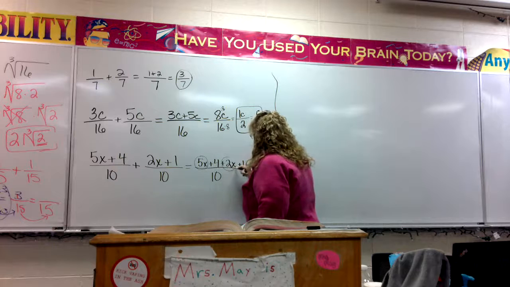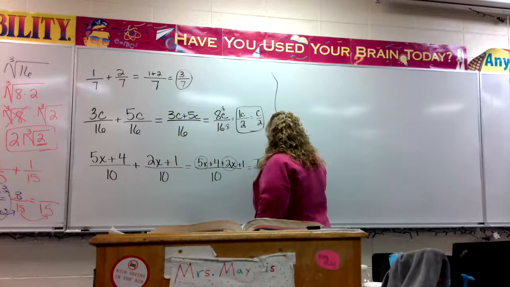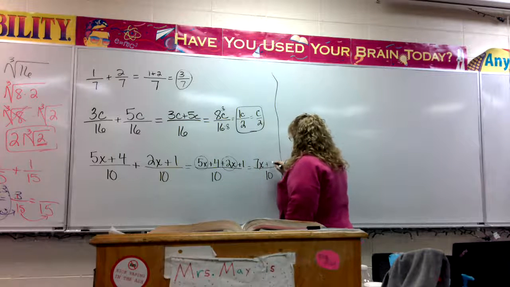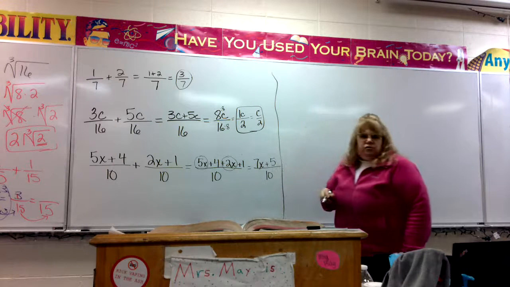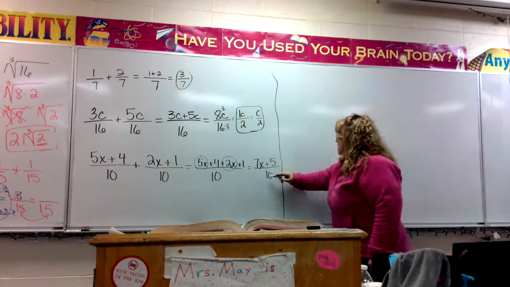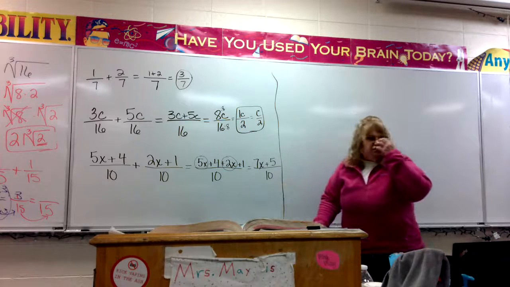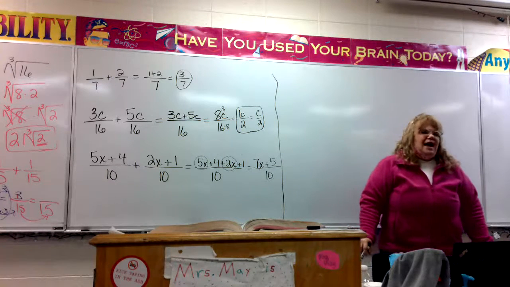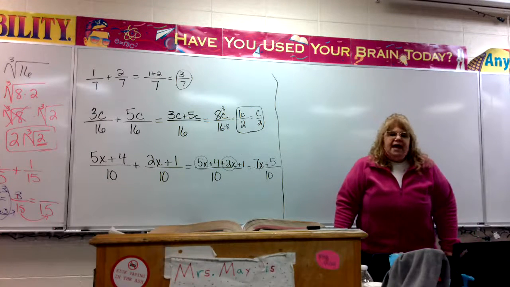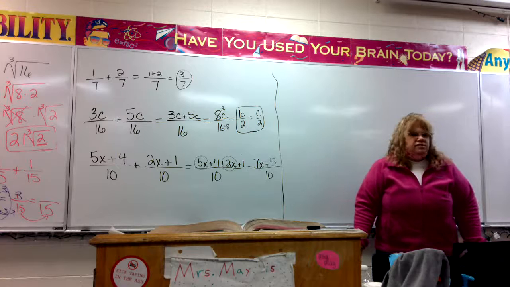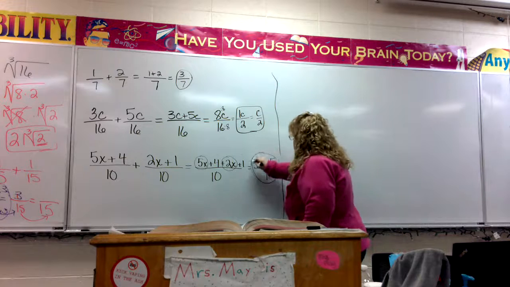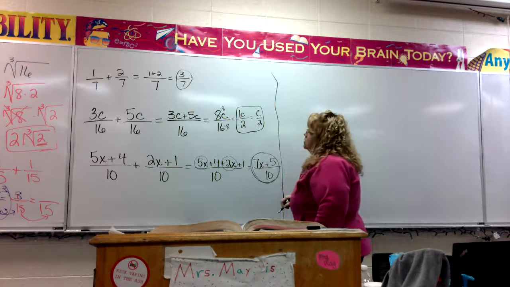I have 5x and 2x. What does that give me? 7x. And I have a 4 plus 1. Here's where you have to be careful. Everybody always wants to cancel these, but it's plus. Can you cancel if it's plus? No, you cannot cancel if it's added. So right there, that would be your answer.